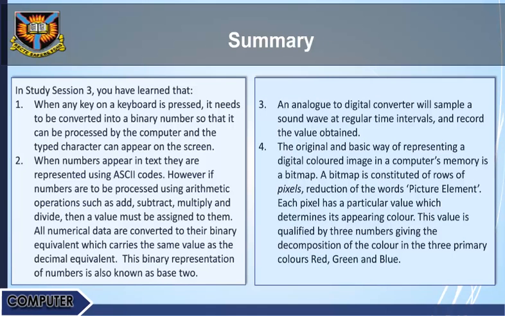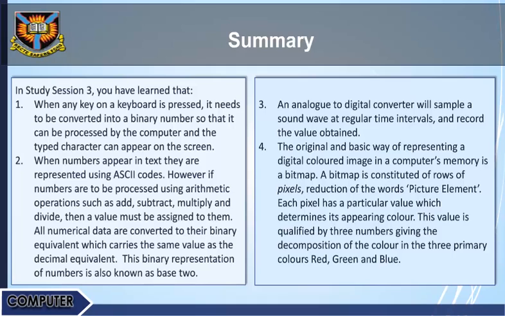Summary. In study session 3, you have learned that 1. When any key on a keyboard is pressed, it needs to be converted into a binary number so that it can be processed by the computer and the typed character can appear on the screen. 2. When numbers appear in text, they are represented using ASCII codes. However, if numbers are to be processed using arithmetic operations such as add, subtract, multiply, and divide, then a value must be assigned to them. All numerical data are converted to their binary equivalent, which carries the same value as the decimal equivalent. This binary representation of numbers is also known as base 2.